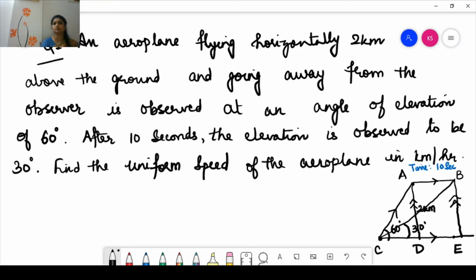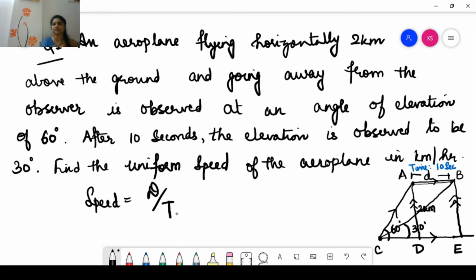Now, what are you supposed to find? You're supposed to find the uniform speed of the aeroplane. You're supposed to find the speed of the aeroplane when it travels from A to B. Now, how do you usually find the speed? The speed is given by the distance divided by time. So the time is already with you. If you find the distance AB, you can call it D. If you find the distance between A and B, your work is done.